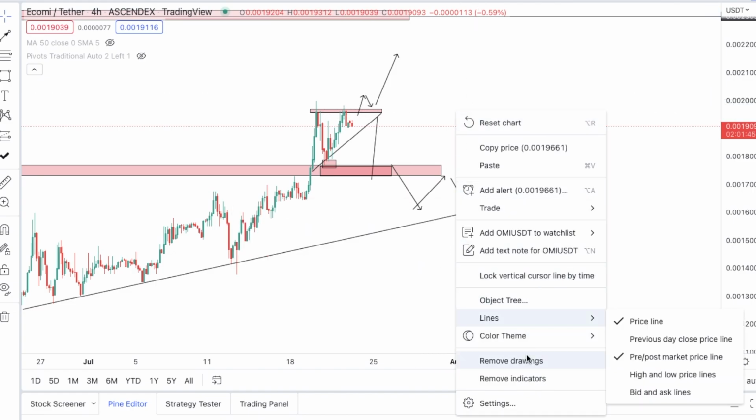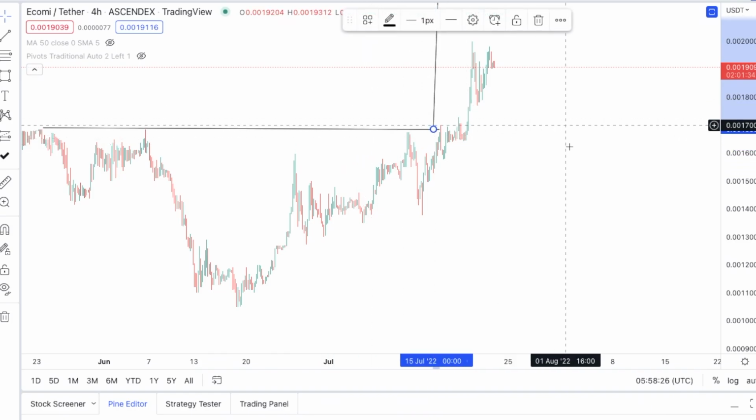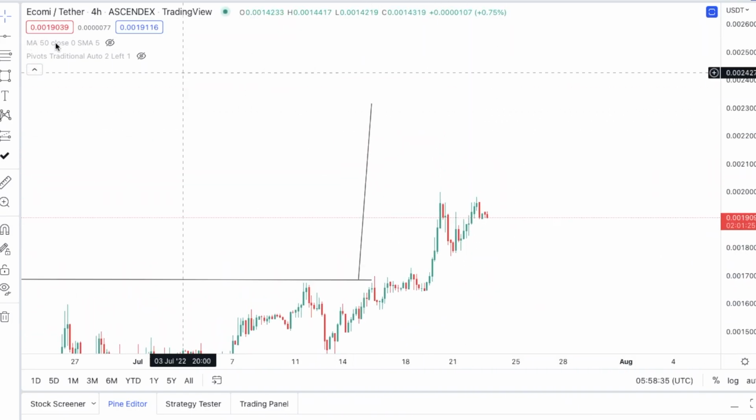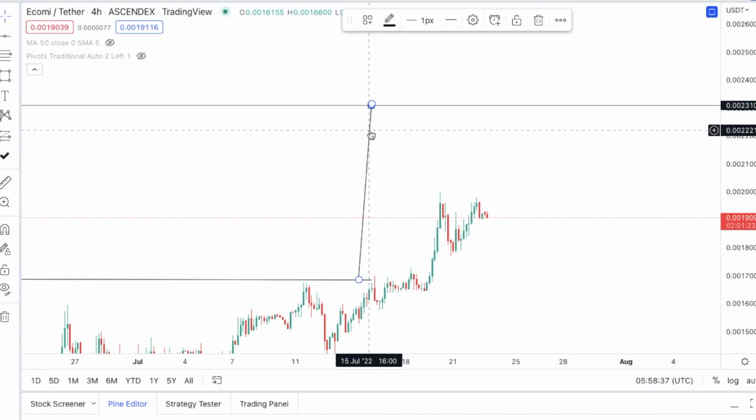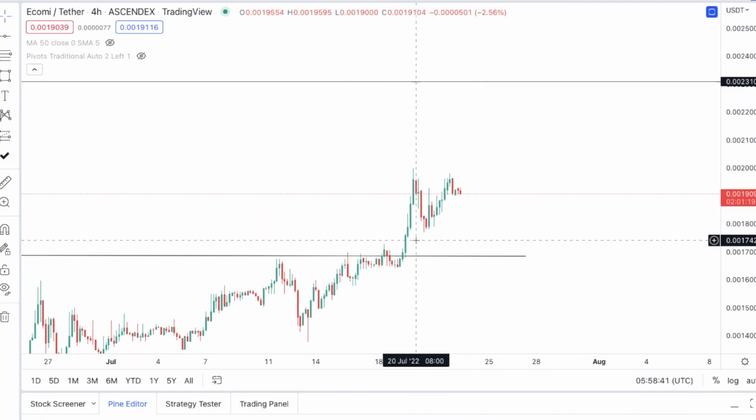Okay, so first things first, I'm going to delete everything. And for the cup and handle, I just want to put it all the way out once again, and I want to show you how cool this is. Okay, I'm going to put my horizontal ray. That's all I need. And the reason why I'm talking about it today, guys, is we're looking for a pullback.